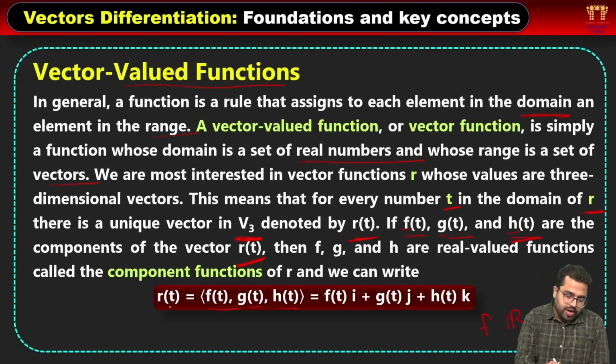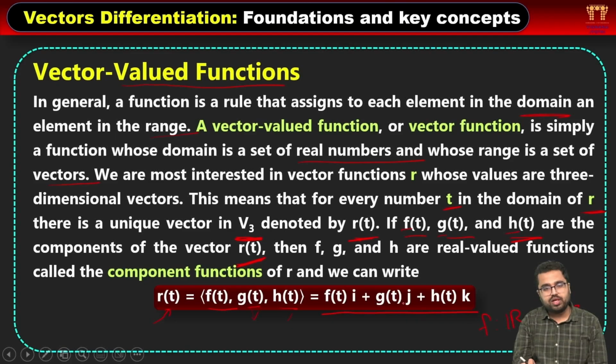So for one real number, the input is t, we will get a three-dimensional vector. f of t will give me the first component, g of t will give me the second component, and h of t will give me the third component. In this form, you can also write the vector valued function as f of t i plus g of t j plus h of t k. So there are two ways to write r of t.